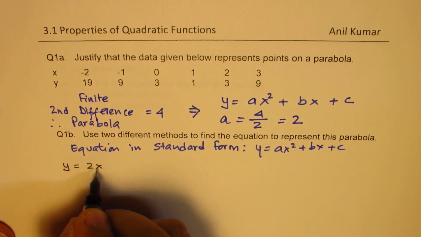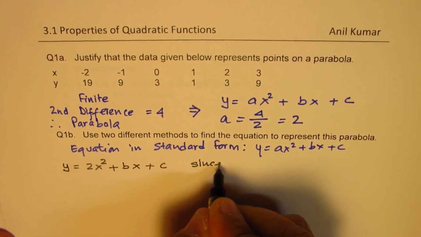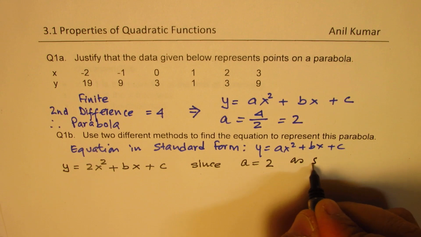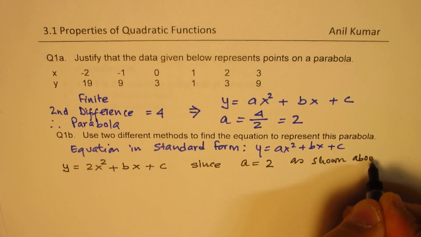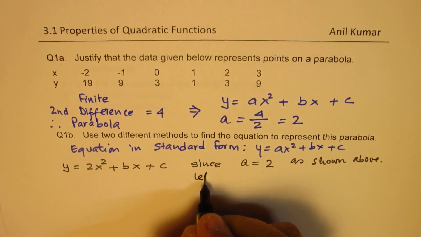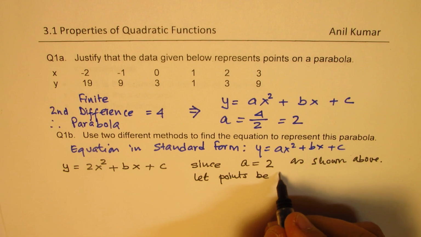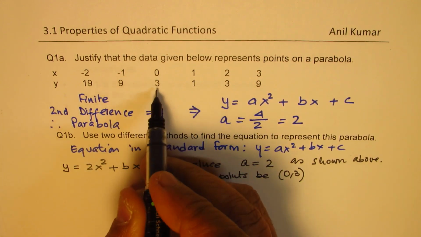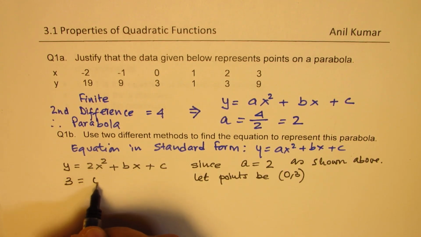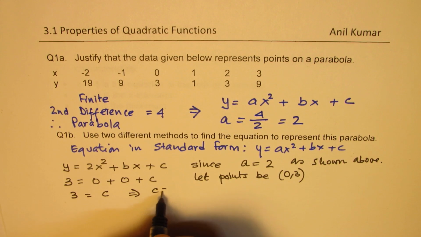So y is equal to 2x squared plus bx plus c, since a is equal to 2, as shown above. Is that clear to you? Now there are two variables, we need 2 points. So let the points be, you have to choose any 2 points. So (0, 3) is a very good point to give you, and that gives you the y-intercept. So 0 is the x value, so we get 3 as the y value. Once you substitute 0, we get 0 plus c, so that gives you 3 equals c. So we get c equals 3.